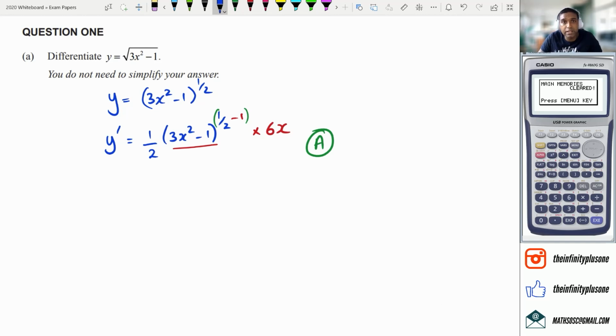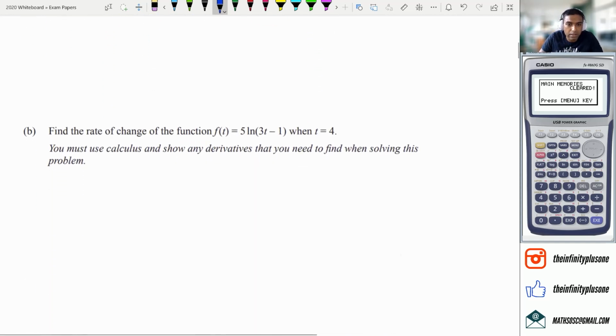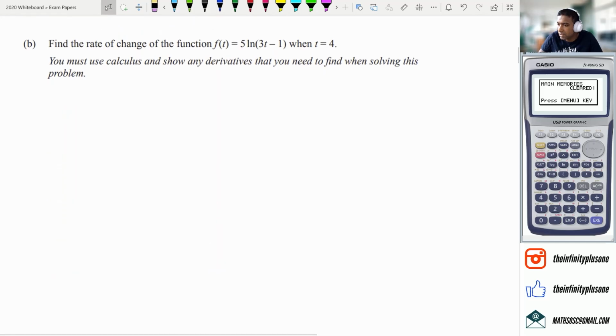All right, so let's go to question 1B. With 1B, we have to find the rate of change of this function when t equals 4. So all we have to do is figure out what the gradient is, really. So we are going to differentiate the function. We've got f of t is 5 ln of 3t minus 1.